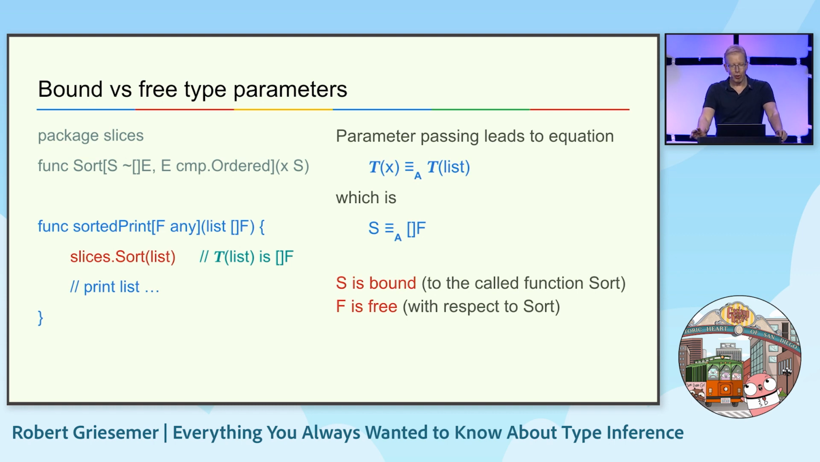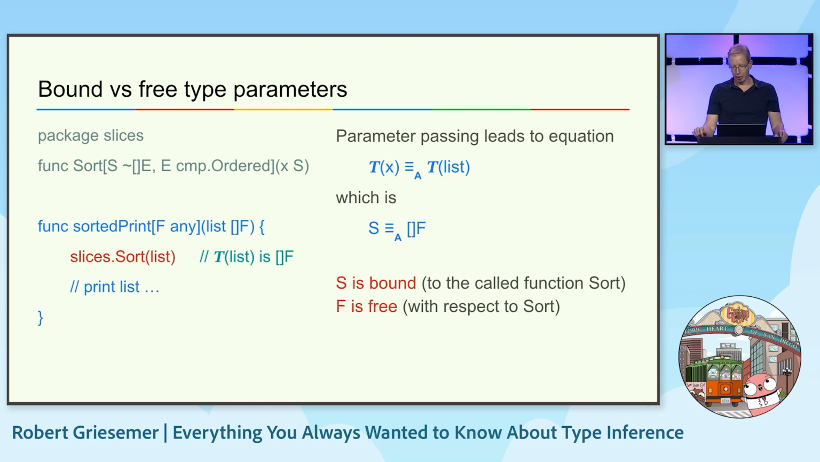So far we talked about the various sources of type equations, but we've not been very precise about which type parameters to solve equations for. Let's consider another simple example. Here we have a sorted print function that calls slices.sort to sort the incoming list. Both of these functions are generic. We want to infer the type argument for the sort call.